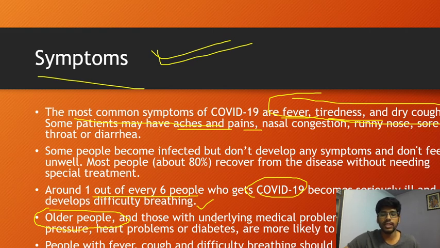The older people and those with underlying medical problems, the pre-existing medical conditions like the heart infections or the breathing disorders, or the cancers, those people will develop the serious illness, and they are prone to die. These are the people who are actually at a disadvantage. The older people or the people with previous medical health conditions, with the medical history, who have these breathing problems, who have a weaker immune system. Those are the people likely to die from COVID. The people with fever, cough and difficulty breathing should seek medical attention immediately.